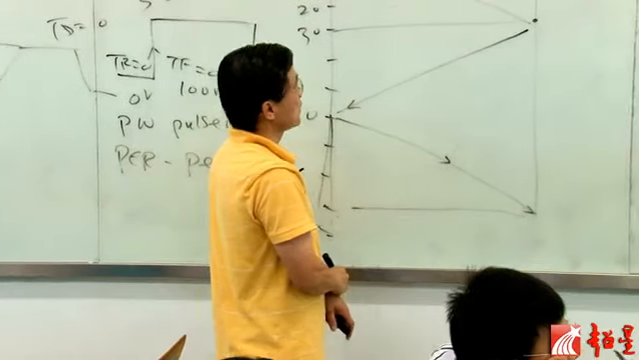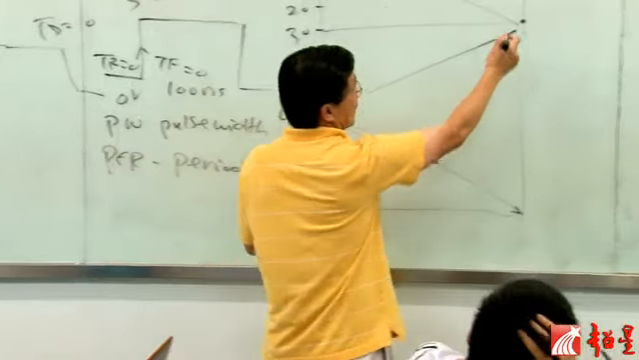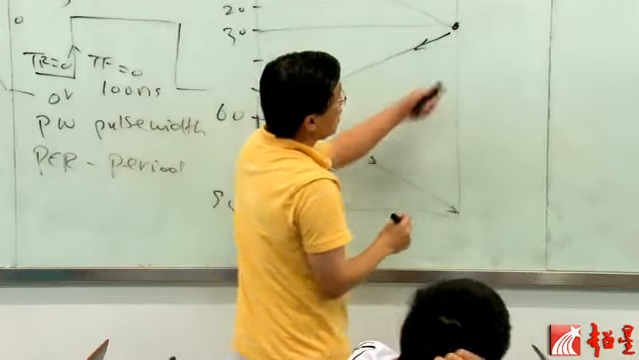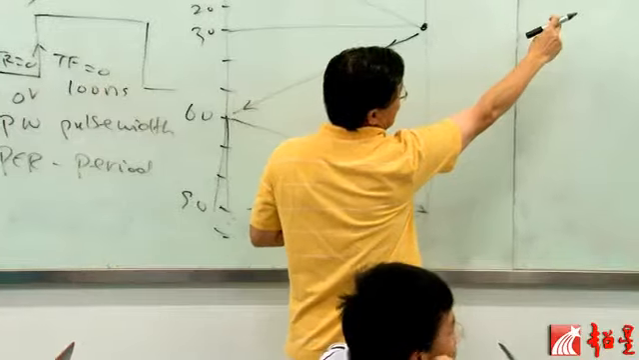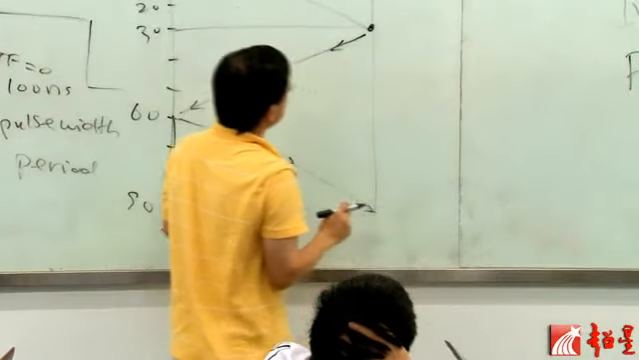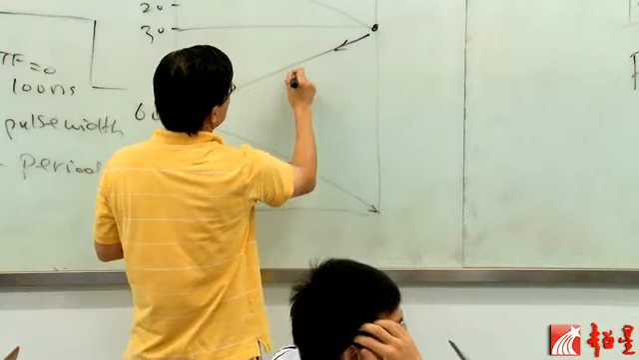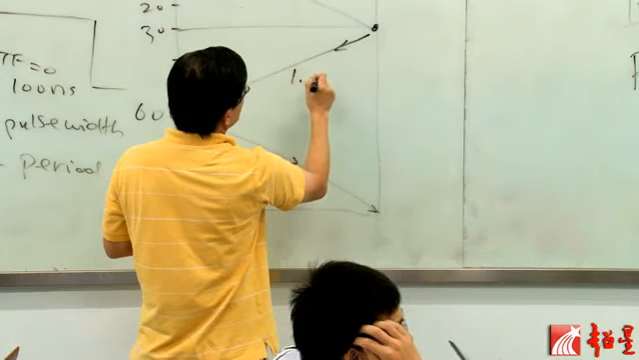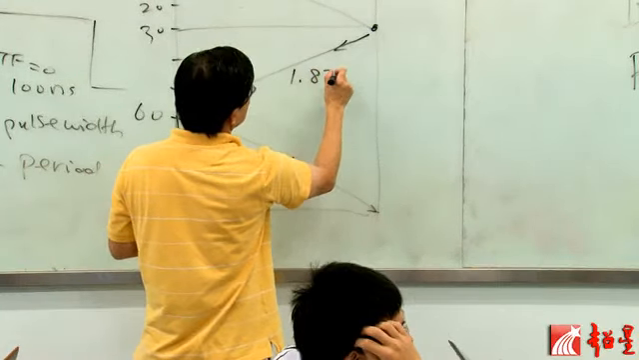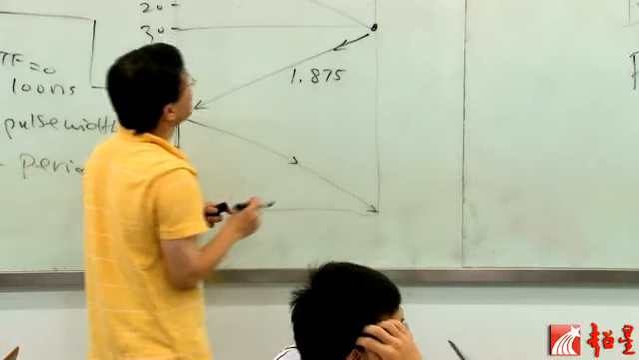Okay, so that's the incident wave, and when the wave hits this point, half of that is going to be reflected, because the reflection coefficient is 1/3, right? So it's going to be 1.875. Is that right?